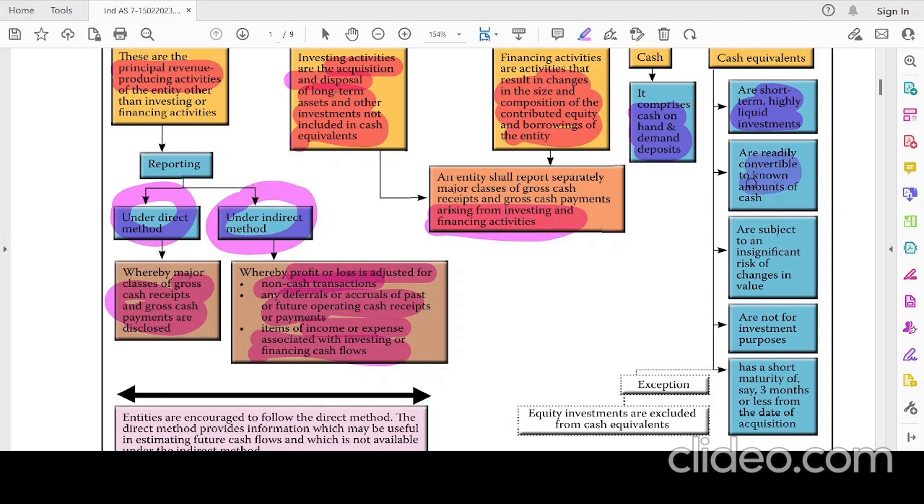Convertible to a known amount of cash, subject to insignificant risk of changes in value. This is the keyword: insignificant risk of changes in value, and not held for investment purpose. If it is for investment purpose, then it has to be classified under investing activity.